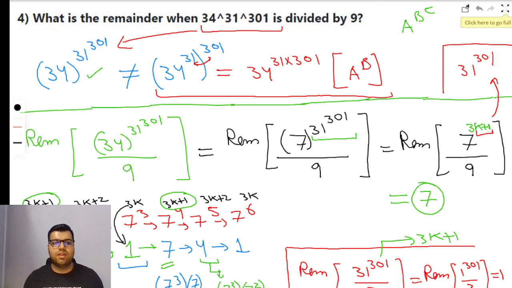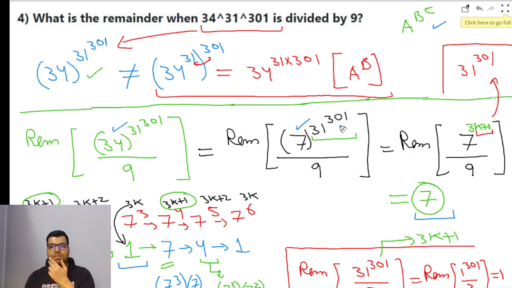I hope, students, you understood this new type of question. We will discuss it again. Let me tell you how. It is of the form a raised to power b raised to power c, basically 34 raised to power 31 raised to power 301. First I replaced 34 with its remainder with 9, so 7. I replaced it with 7.